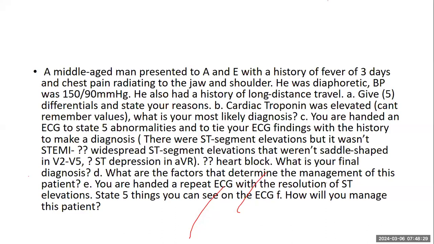Yeah, BP is in the hypertensive range. Cardiac troponins elevated, pain radiating to the jaw also. I think this is more of a typical presentation of MI rather than pericarditis. So even though the factors they were talking of, if you look at, is more of a myocardial infarction, I doubt if this is actually pericarditis, but I don't know. Maybe other colleagues will comment.